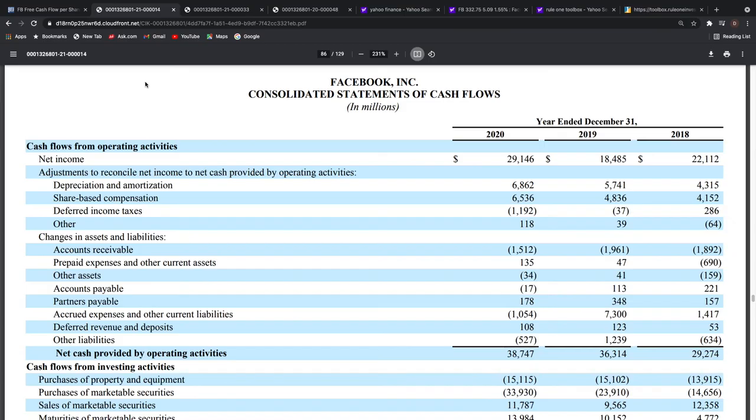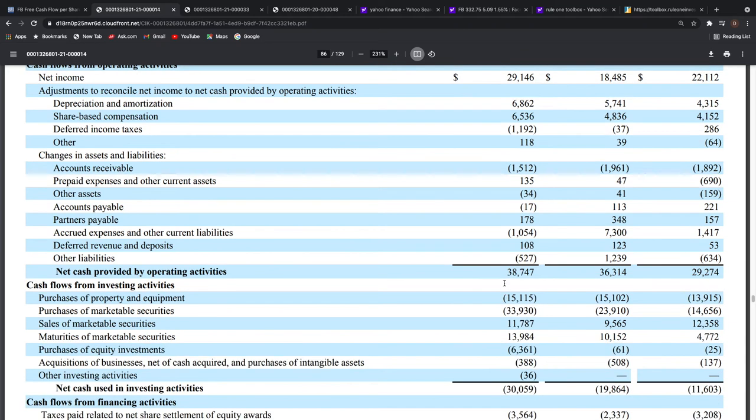So here's the result from Facebook's last 10K, which covers the whole of 2020. The number we're looking for here is the net cash from operating activities, which we can see here is 38,747. So that's 38.74 billion. What we need to do here is subtract the purchase of property, plant and equipment, and that will give us our free cash flow number.